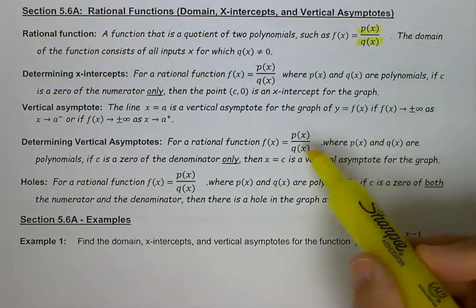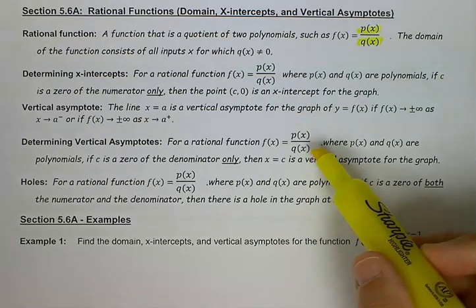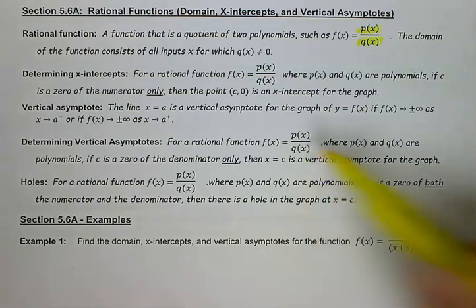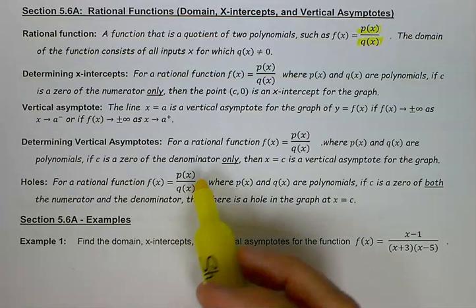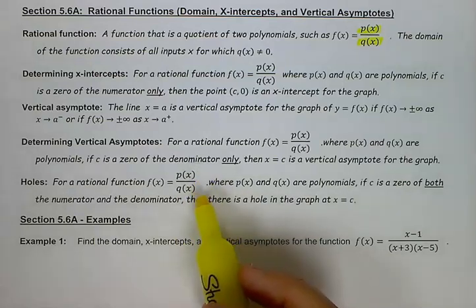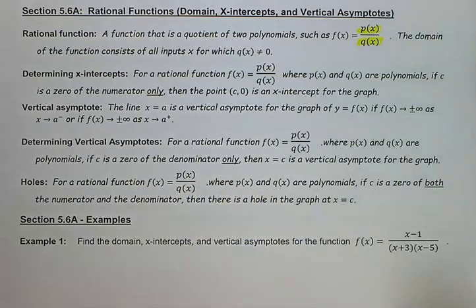Most of the time, the vertical asymptotes are at the same values that we had to exclude from the domain. There's one exception to that, and that's if there's a value that makes both the numerator and the denominator 0, then instead of having an x-intercept there or a vertical asymptote there, we have a hole in the graph at that point.